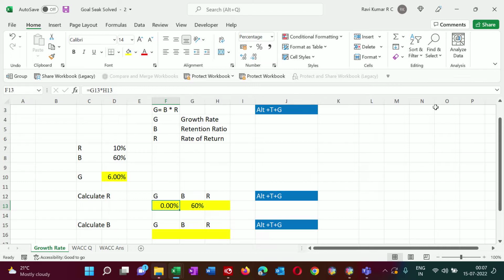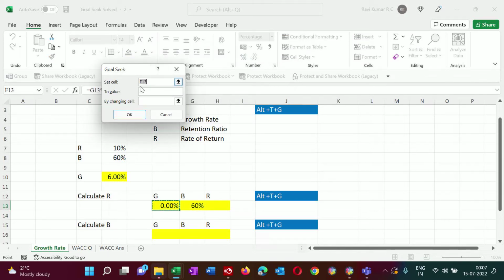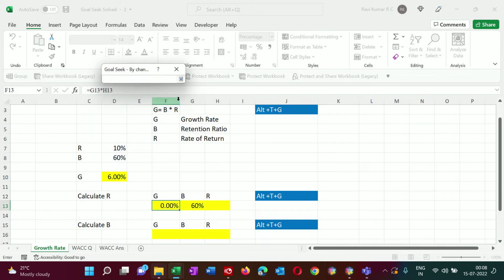The shortcut for the goal seek is Alt TG. I am going to apply Alt TG. This screen will open. This has three items: set cell, in which cell you want to apply goal seek, that is F13, and to which value I want it. That means in this cell, which value I want to get. I know the growth rate, they've already given it, that is 6%. And by changing, what I want to change is R.